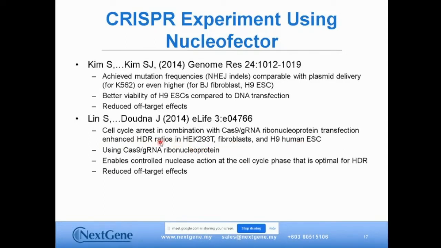Therefore they recommend the use of the RNP, because it enables control of nuclease action, and together with the cell cycle arrest, it gives a better result for HDR targeted modification. And again, by using this, they are able to reduce off-target effects as well.